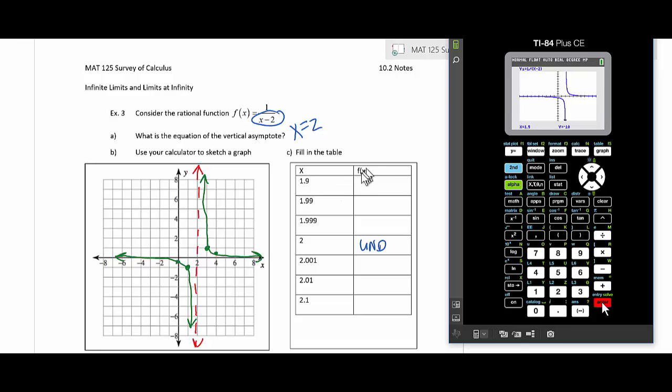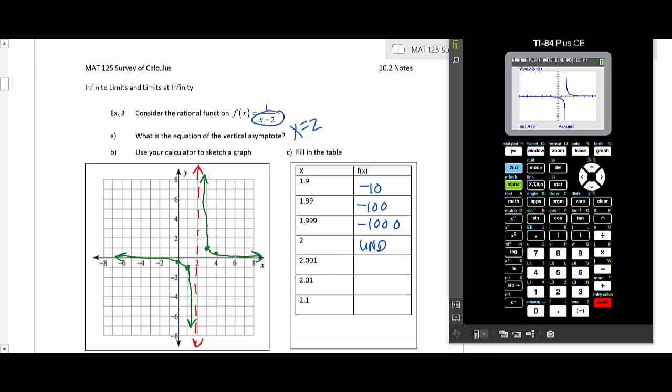Okay, that's going to give me -10. Okay, repeat it. Do trace. Now get a little closer to 2. 1.99, that gives negative 100. Okay, do it one more time. Trace, 1.999. So you see what's happened.